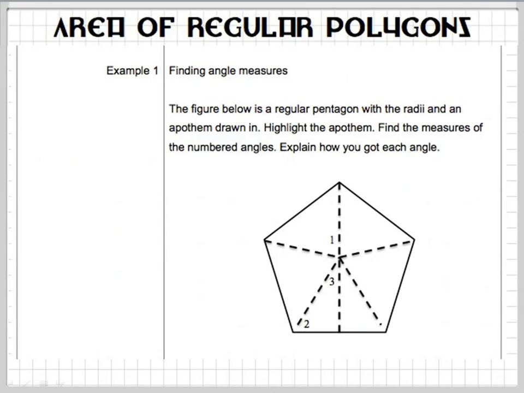It says find the angle measures in the figure below, the pentagon with the radii and apothem drawn in. How are we going to find the angle measures? I don't see any numbers here that represent an angle. All I see is these numbers right here. Well, one of these is really easy to find right off the bat, and I'm hoping you see it. Raise your hand if you see it. Okay, well, 1, 2, 3, 4, 5, 6, 7. Angle 1 is going to be the easiest one to find right now.